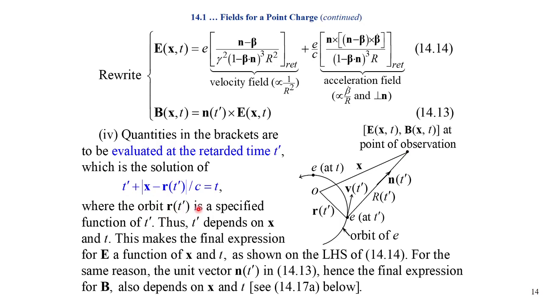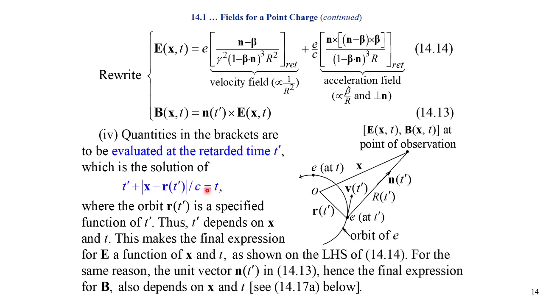When the orbit r(t prime) is a specified function of t prime, t prime depends on x and t. This makes the final expression for E a function of x and t. That means later on we will find some relations between x and t, so t prime can be expressed in terms of x and t. Rewrite these equations.